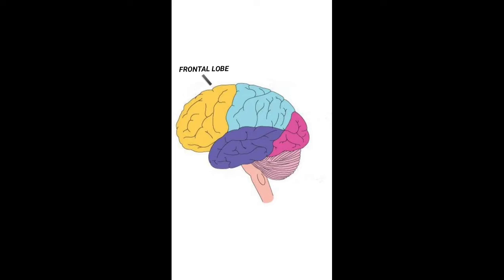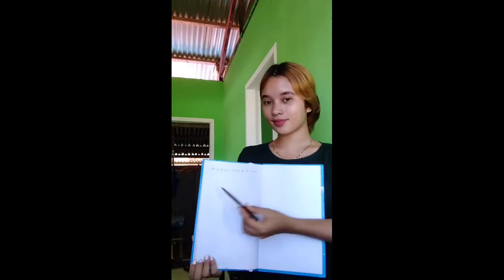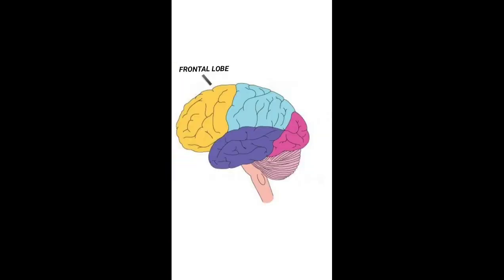Let me give you a math problem. Can you calculate the sum? 4 plus 1 plus 3 plus 2 plus 2 plus 5. Did you get the right answer? So the frontal lobe controls problem solving and intellectual activities. Right now, for this problem, your frontal lobe was actively involved.